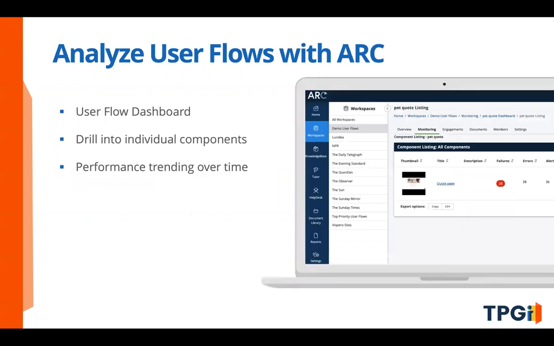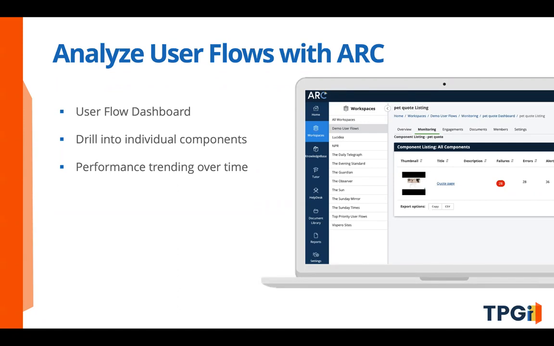So, analyzing user flows with ARC. ARC is a software that TBGI provides. It stands for the Accessibility Resource Center. On the screen, there's a screenshot of the ARC platform, and it's displaying a user flow dashboard. Thinking about Google Analytics and the goal funnel we were just talking about, you can actually drill into individual components of those user flows in the ARC platform and identify and push some issues to your developers to try to remediate.